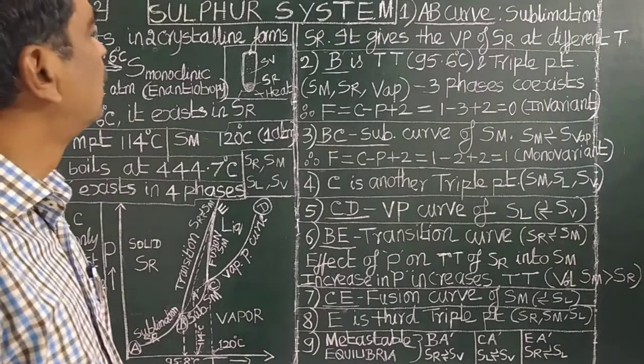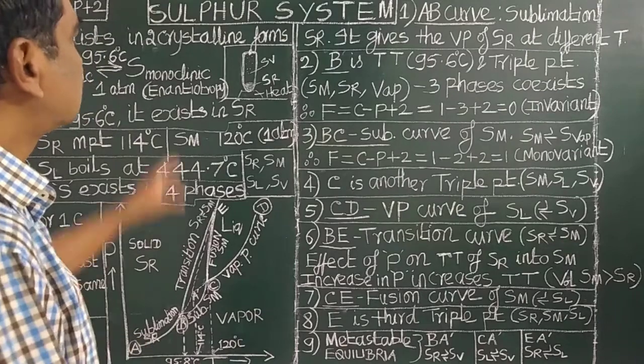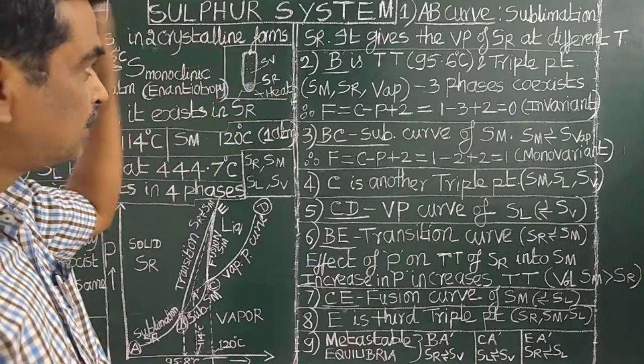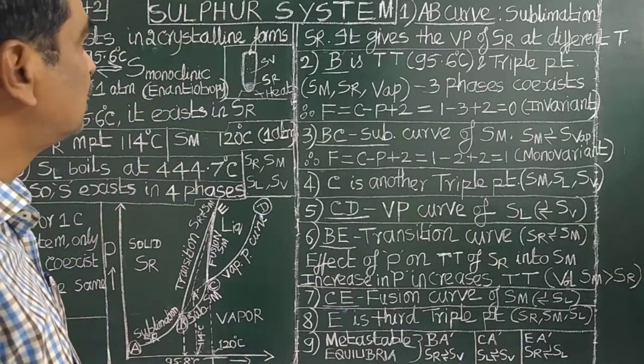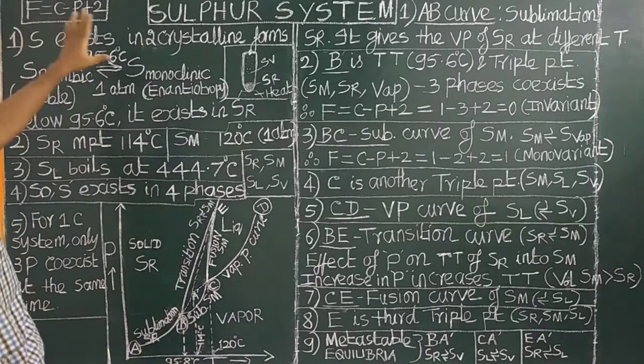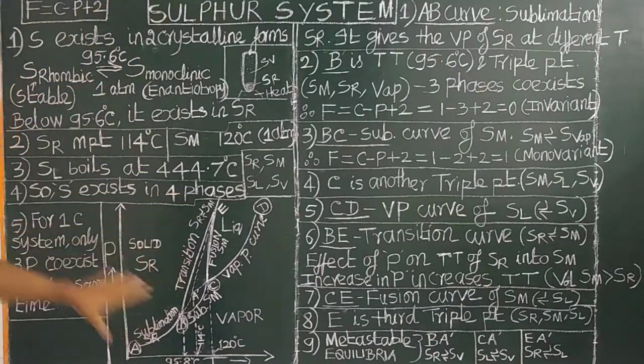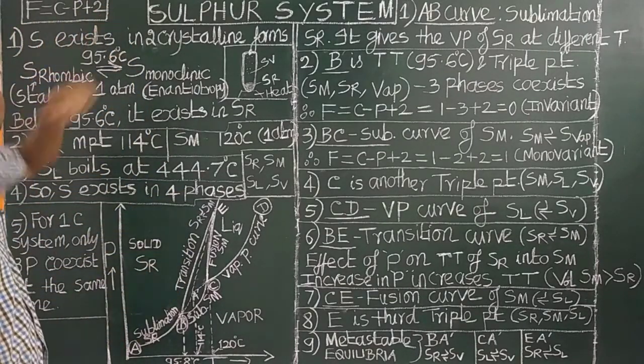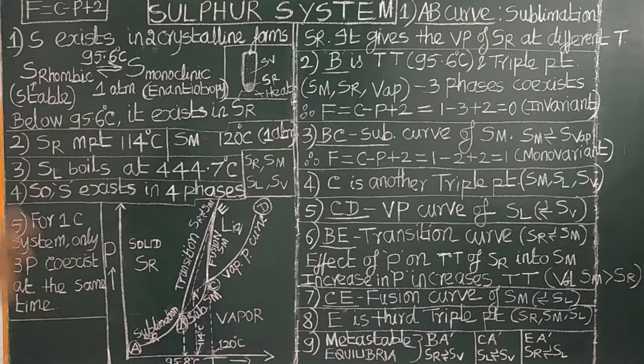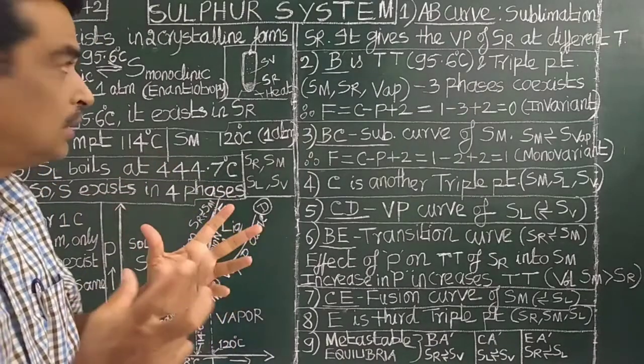Good morning. Let us study today the sulfur system. It is a one component system. The normal phase rule is used to describe the phase diagram: F equals C minus P plus 2. Okay. Let us first study about sulfur.